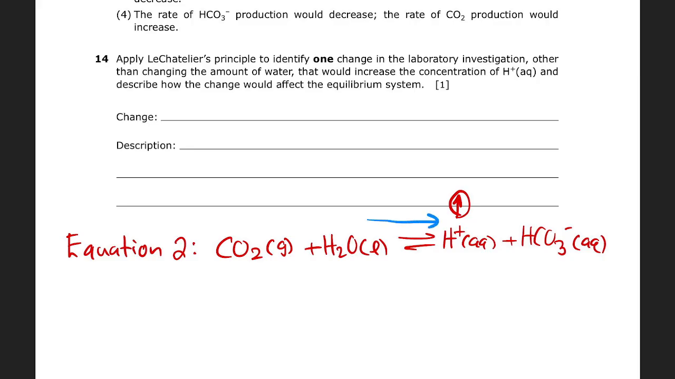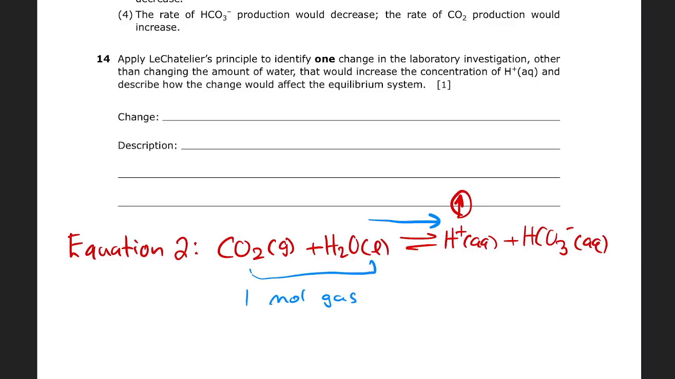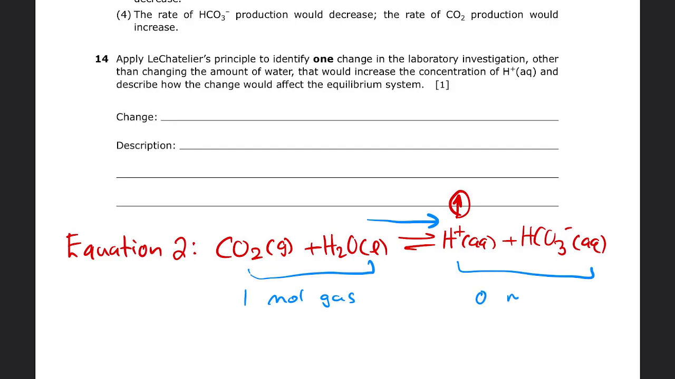All right, so there's a few different things we can do. We just can't change the amount of water. So first thing, notice we have a gas here. So if I am to tally up the total moles of gas on each side, I have 1 mole of gas on the reactant side, and both of these are aqueous, so I have 0 moles of gas on the product side. So recall that according to Le Chatelier's principle, if you increase the amount of pressure, the system is going to favor the side with the least moles of gas.